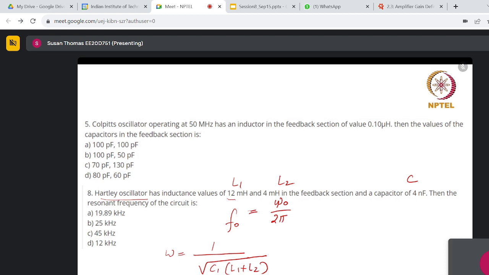Option A. So what value you are getting exactly, the value? 19.9. 19.9 kilohertz. Okay. I hope, yes, that's the right answer. I hope others would also be able to get that.